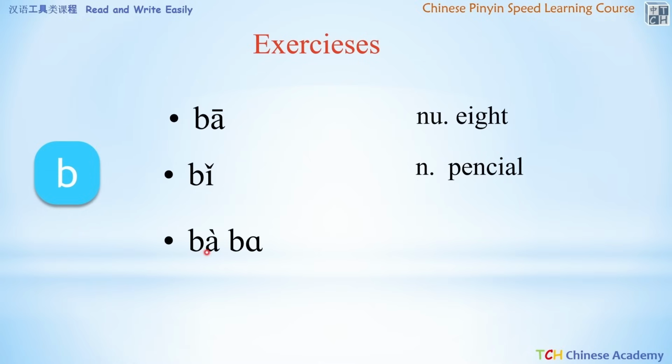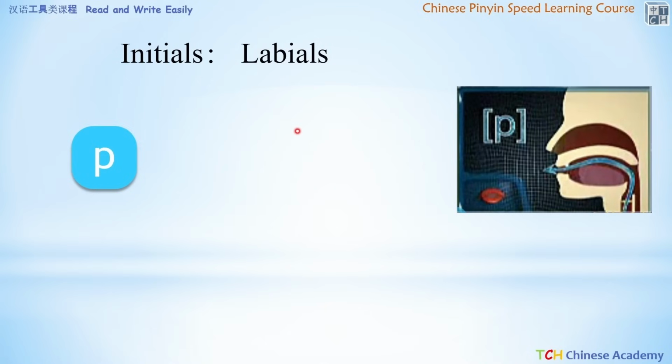Bo and a again, but this time it is the fourth tone, so you got to go down. So bà. Notice this one, there's no tone on it, so that means it is pronounced very short and very soft. So together, bà ba. That means dad. In Chinese, there are a lot of words that are the repetition of the same sound. And in this case, the second syllable is not stressed and it has no tone. So, bàba. Next, let's look at the second initial labial.